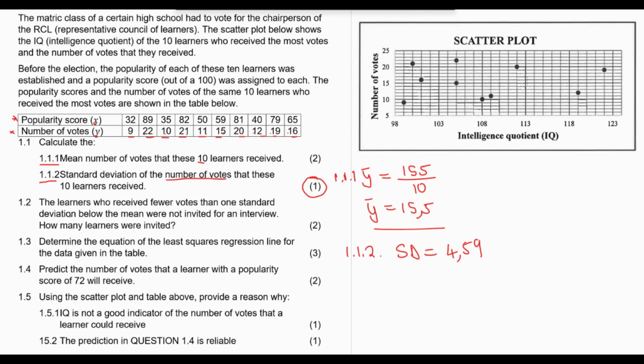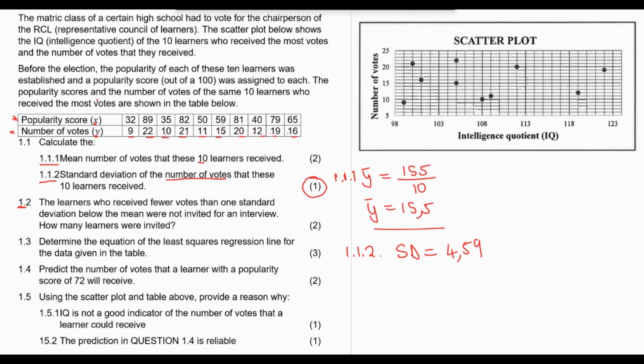Welcome back. Let's do question 1.2. The matric class of a certain high school had to vote for the chairperson of the RCL. The scatter plot below shows the IQ of the 10 learners who received the most votes and the number of votes that they received. Before the election, the popularity of each of these 10 learners was established and the popularity score out of 100 was assigned to each.